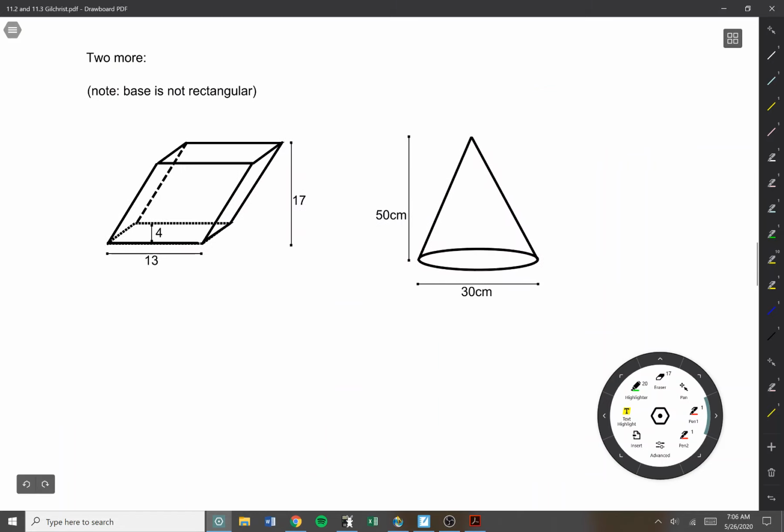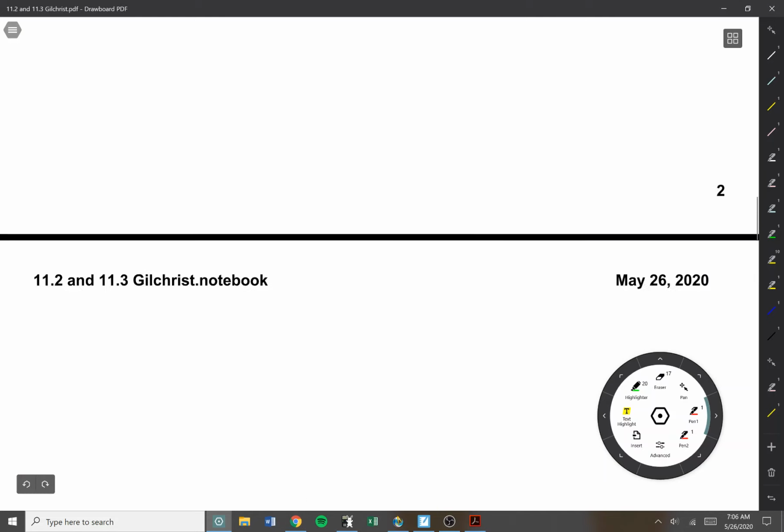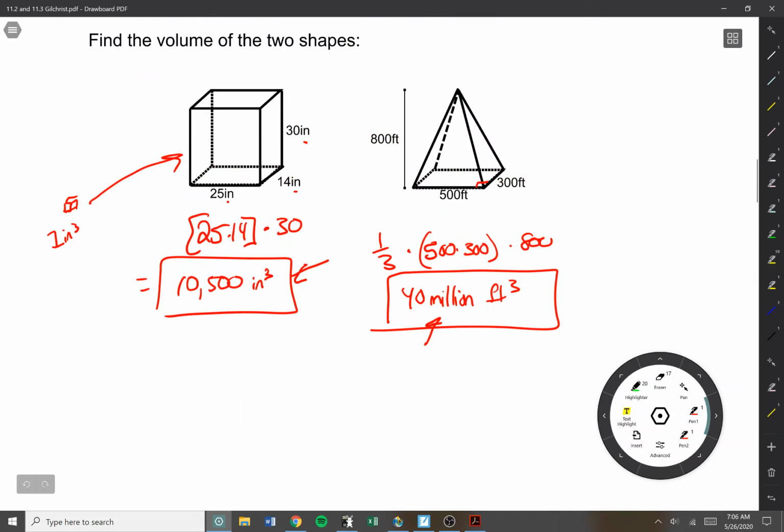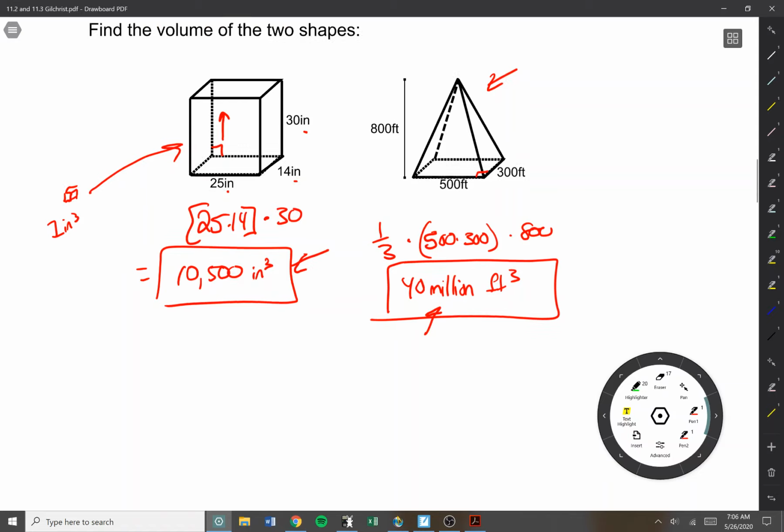Okay, the last two were called right prisms and right pyramids. Right means that they went straight up. So this is a right prism because this angle of the height is a right angle. It's shooting straight up. With this one, it doesn't really matter if it's a right pyramid or not. Just any pyramid is going to have the same volume.